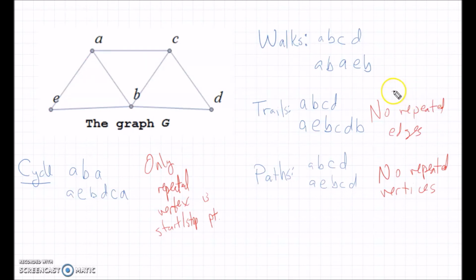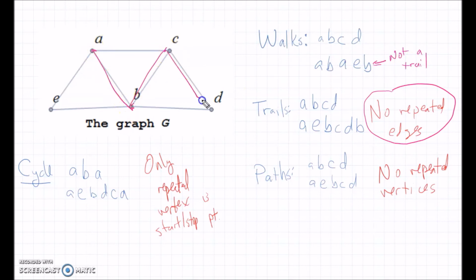Now, let's think about things that are trails. And remember, trails have no repeated edges. So this would be not a trail. So here's a walk. Here's a trail. A, B, C, D. It's the same as that first walk that I did. Another trail would be A, E, B, C, D, and back to B. That's fine. I can repeat vertices as long as I'm not repeating any edges. That's a trail.